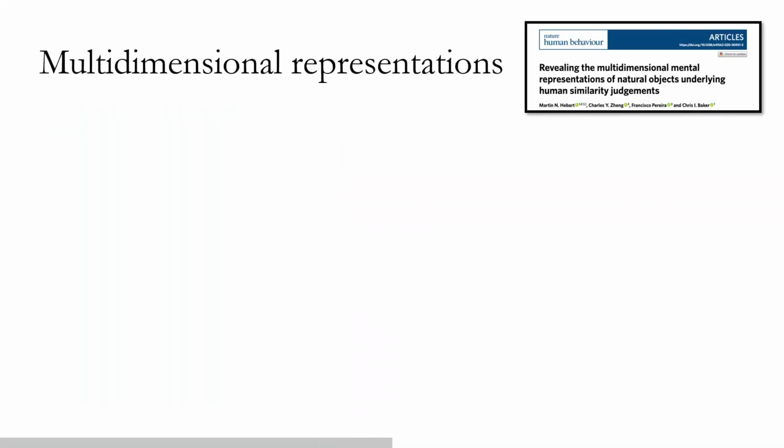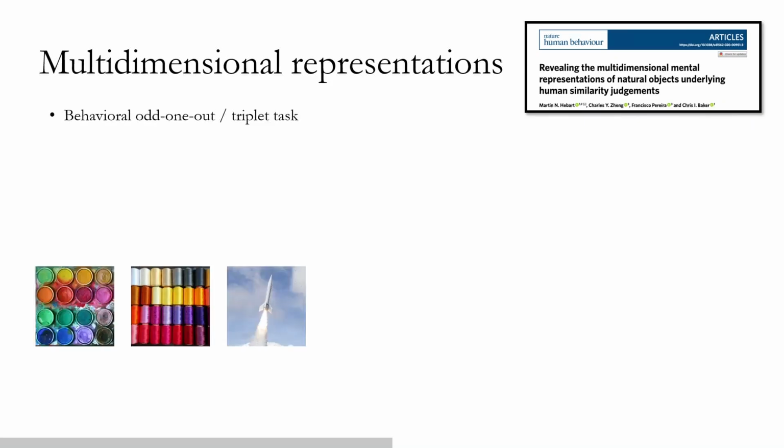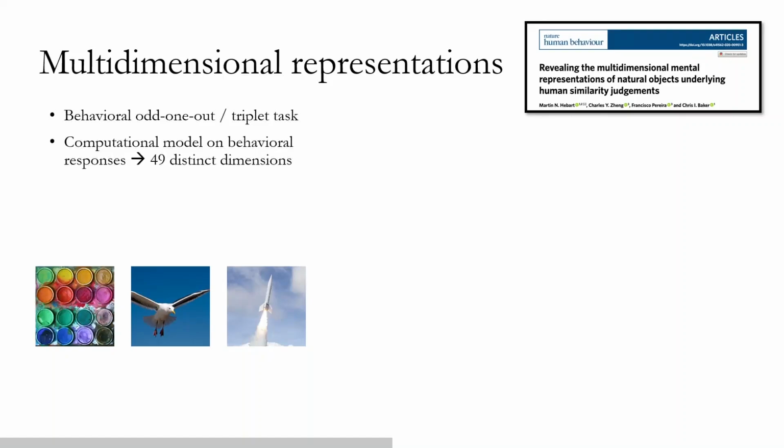To get at these multi-dimensional representations, my collaborators ran a large-scale behavioral study a few years back where they showed participants 3 images at a time. From these images, they asked participants to pick the odd one out. In this case, people might pick the rocket because the other 2 images show things that are very colorful. However, if I replace this image in the middle, participants might pick the watercolor because the other 2 images show something that can fly. Using a computational model on these behavioral responses, we can narrow this down to 49 distinct dimensions that drive the behavioral responses of participants.